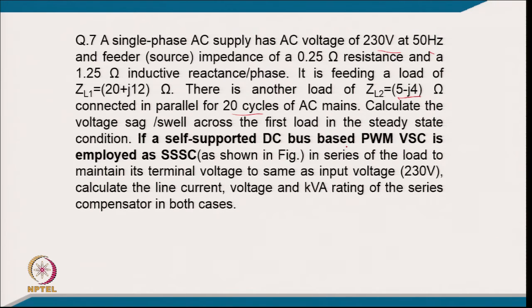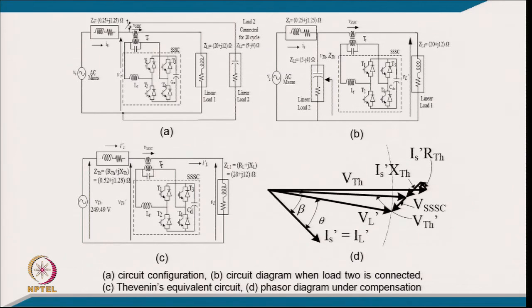If a self supported DC bus based PWM VSC is employed as a series compensator in series with the load to maintain its terminal voltage the same as the input of 230, calculate the line current, voltage and the kVA rating of the series compensator in both the cases. So, there are typically two cases. The one case, we can call it a, we have only a load, and for a short period another load which is a highly capacitive load, which we call the voltage swell.